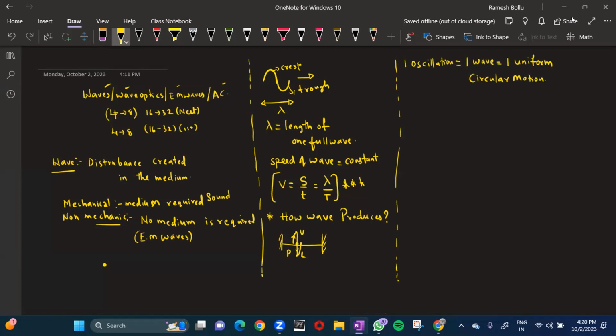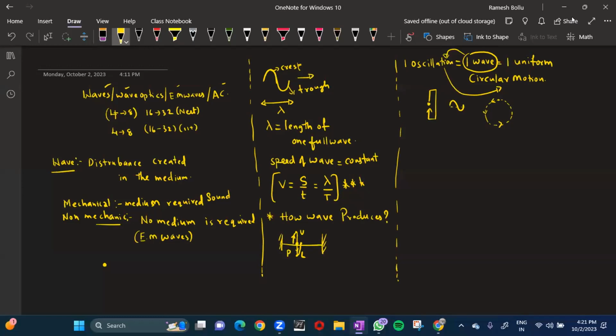Why am I comparing and correlating all these motions? To understand wave motion and wave properties, you should understand the oscillatory motion of the particle. To understand the oscillatory motion of the particle, you have to connect it with a particle revolving in a circular path with constant speed, children. Understood? One particle completing one full oscillation means it will produce one full wave within that time. One particle completes one circular path.